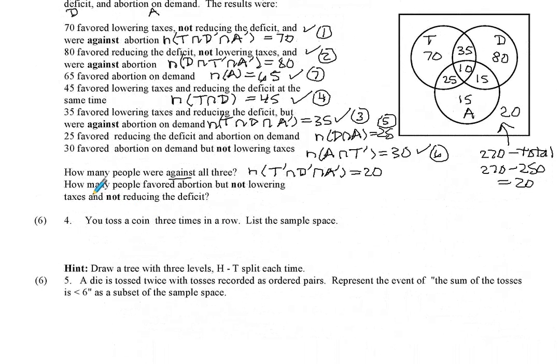Next question: how many people favored abortion but not lowering taxes and not deficit? So this is asking about abortion and not taxes and not deficit, and they want to know the number of people in there. That's inside the circle for A, but not inside the circle for T and not inside the circle for D. That's this 15 here. So that's 15.